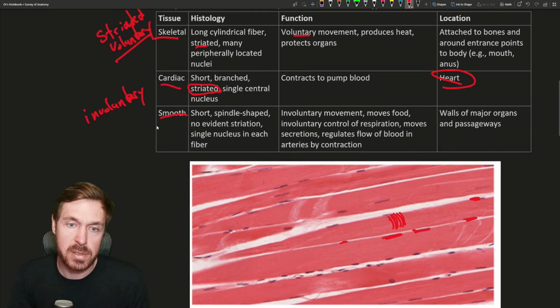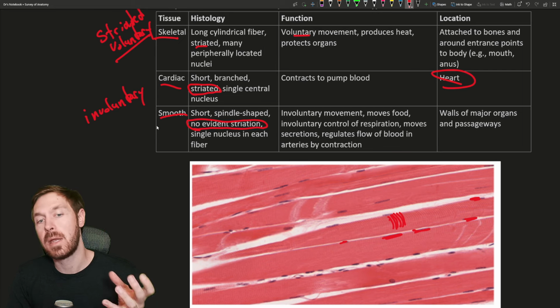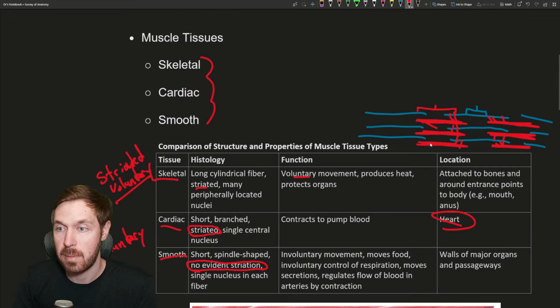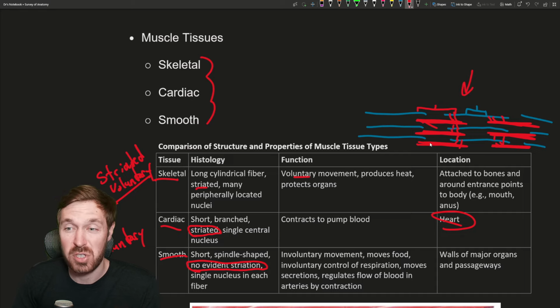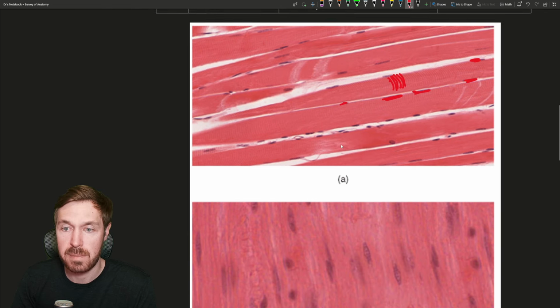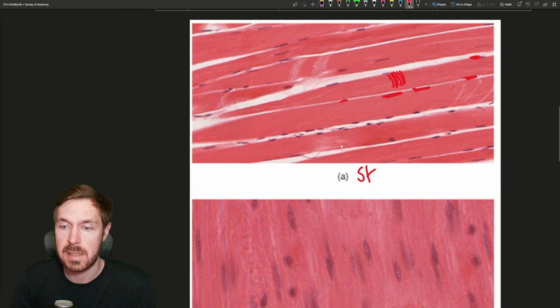And then smooth muscle, this one lacks striations, no evident striations here. And they have a different overlapping of those thick and thin filaments like we talked about right here. And so they don't show those striations in them. And they are also smaller cells. So let's look at these pictures here. Like I said, this one is skeletal.